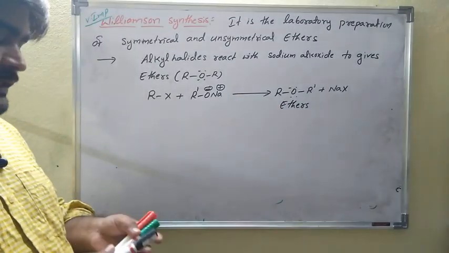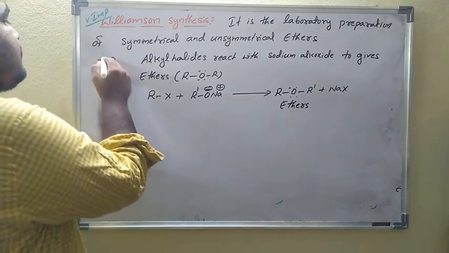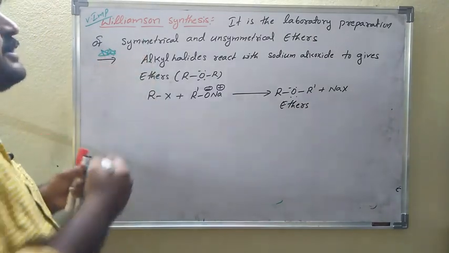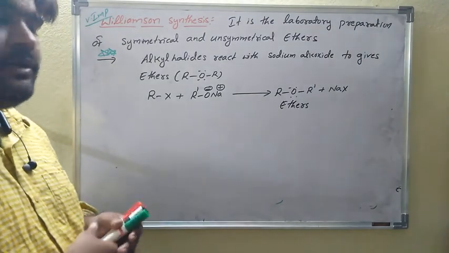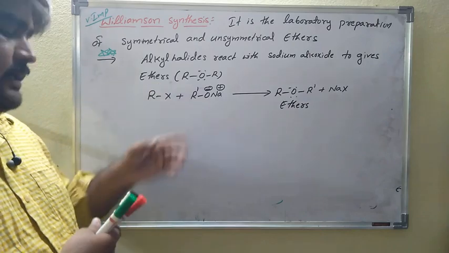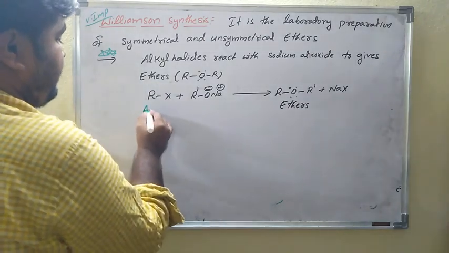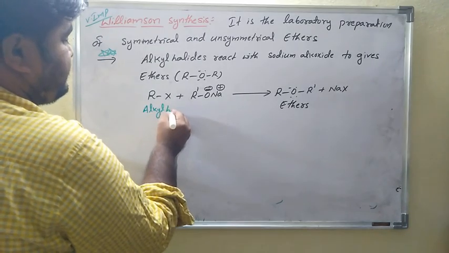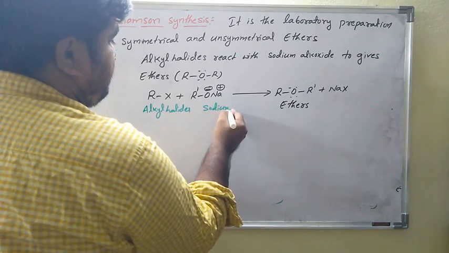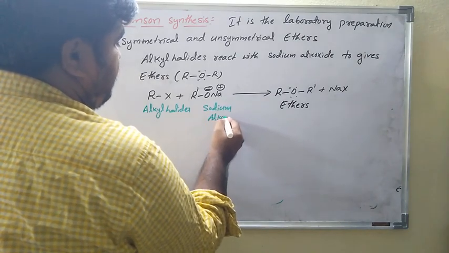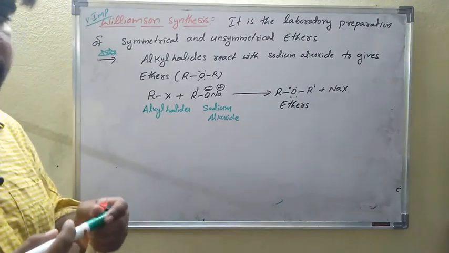So this is the reaction, and it is very important. It is the laboratory preparation method to prepare symmetrical and unsymmetrical ethers. Alkyl halides react with sodium alkoxide to give ethers. This reaction is called Williamson synthesis.